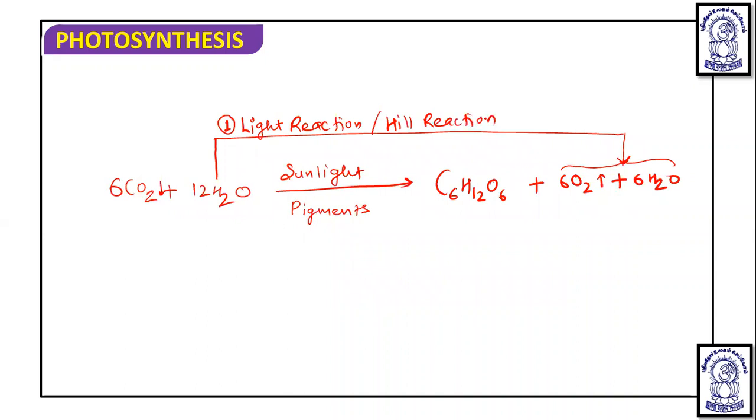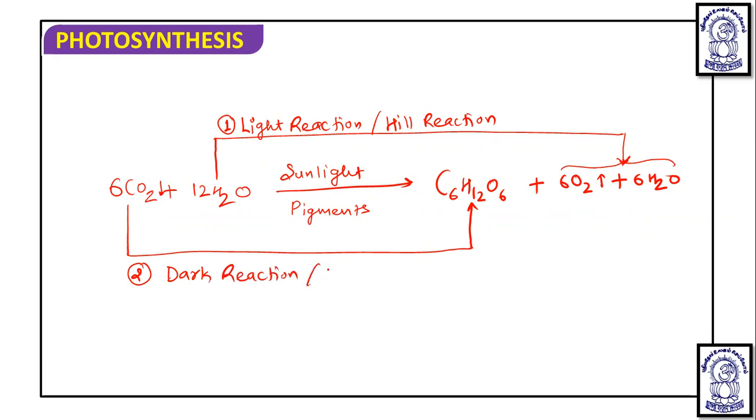And in this light reaction or Hill reaction, this is the first phase. And the second phase is where the CO2 is used and glucose is produced. This is the second phase, and the second phase is known as dark reaction or Blackman reaction.